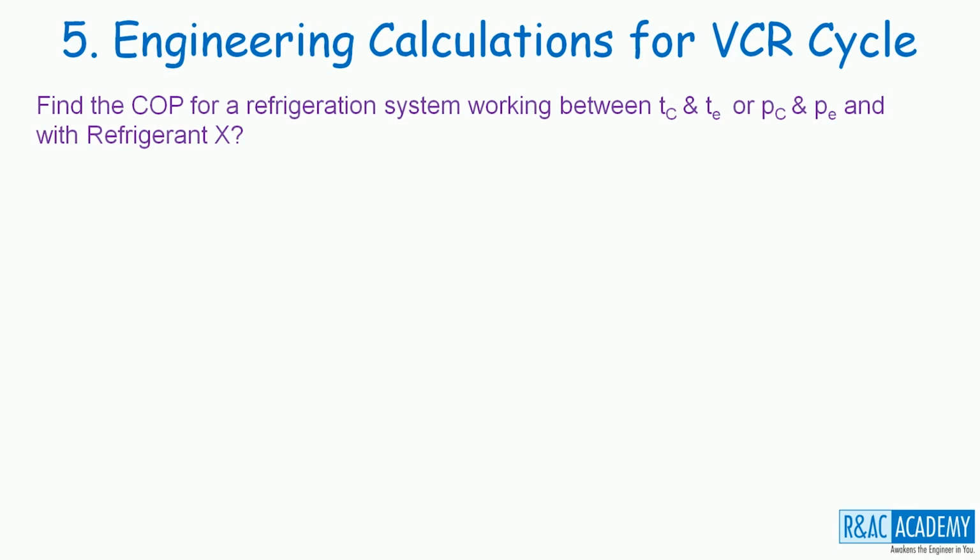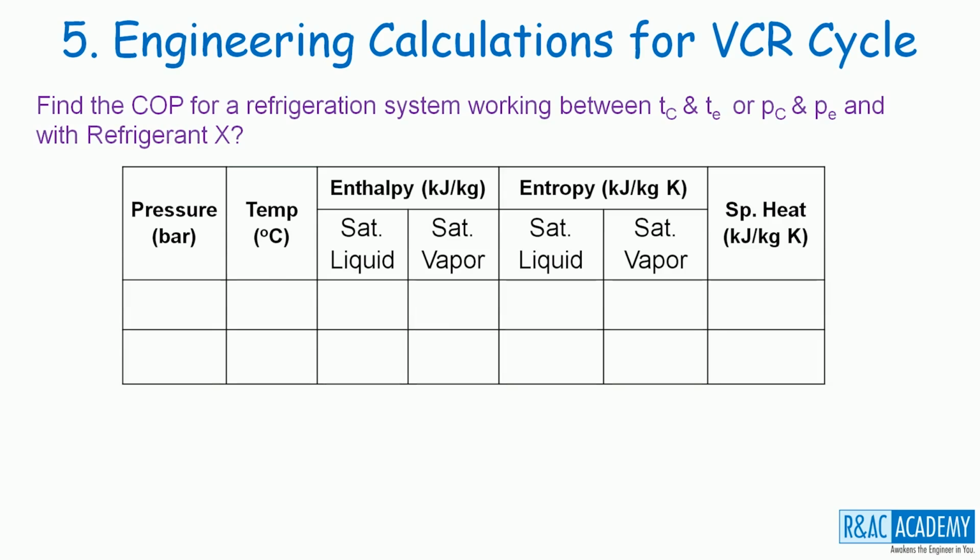The problem statement consists of generic information in the form of requirement. We need to make use of the property tables or data book, etc. and then apply our engineering skills to find a solution to this problem. Let us look at that now. In this case, we are given either PC and PE or TC and TE along with the name of the refrigerant. We need to pick up the data from the property tables of that particular refrigerant.